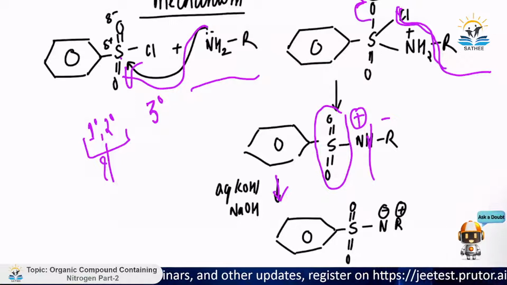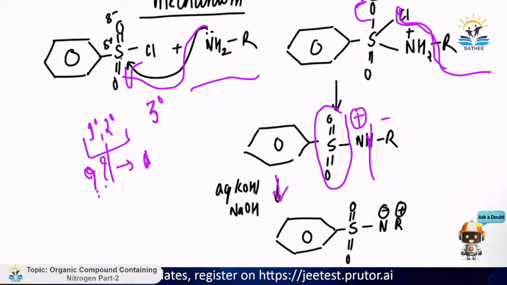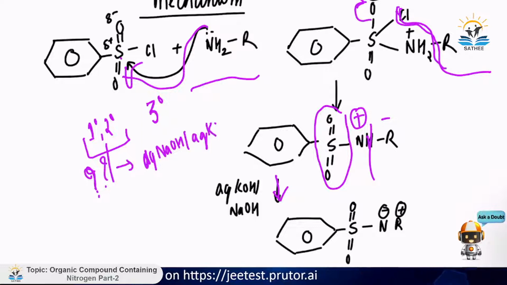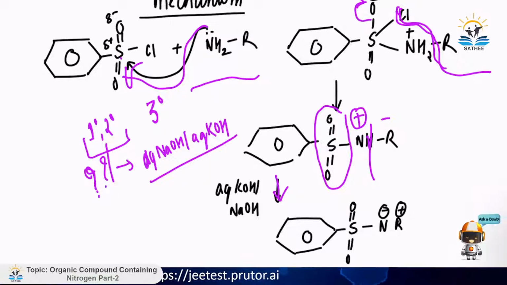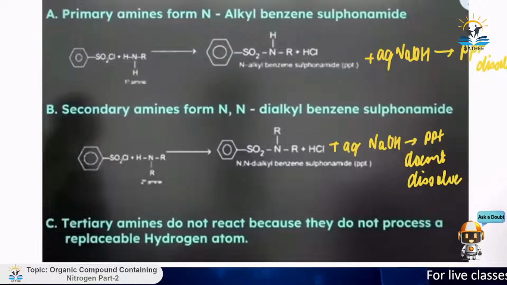Now, how will we differentiate this primary and secondary amine? Then we will differentiate it by dissolving in aqueous NaOH and aqueous KOH. If they dissolve, then they are primary. If they do not, then they are secondary. That's how we distinguished all the three types of amines. So this is the importance of this reaction. Now, this we saw primary amines, what they will form: N-alkyl benzene sulfonamide, which will form PPT.